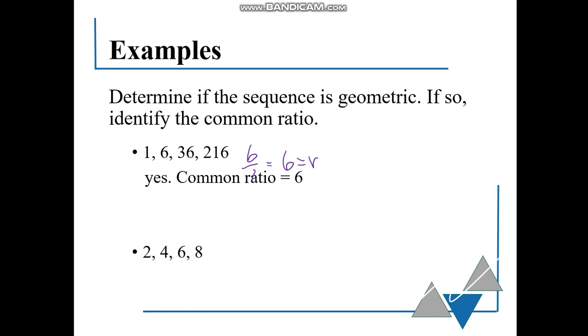How about this one? Is there something we can multiply all of these numbers by to get the next one? Now the answer is no. There is no common ratio. This is an arithmetic sequence, right? We would have a common difference of 2. We're adding 2 to get to the next number.